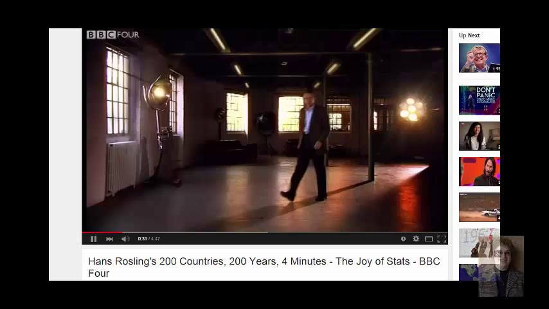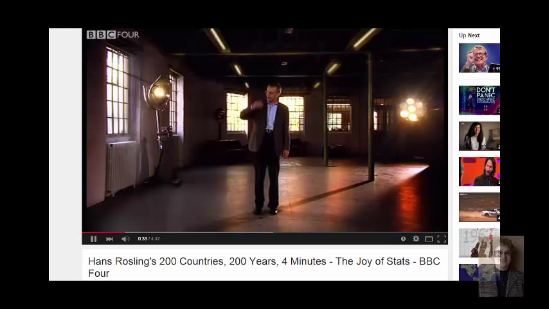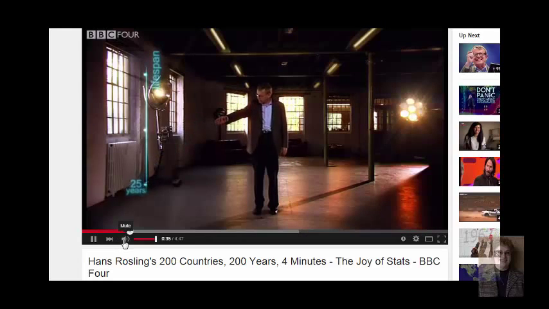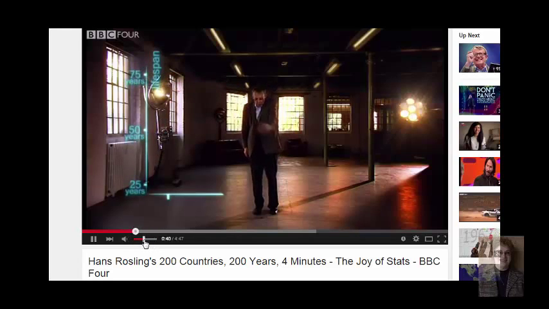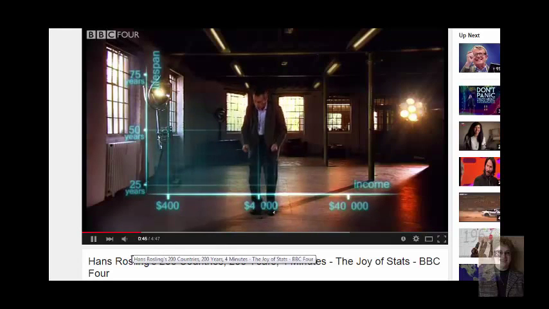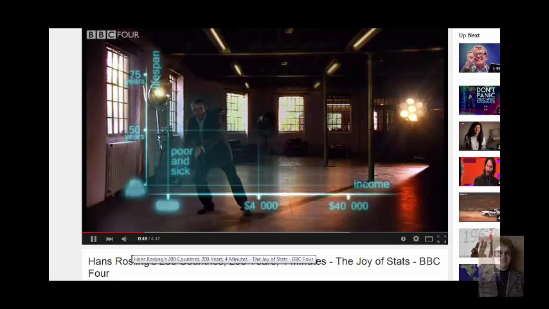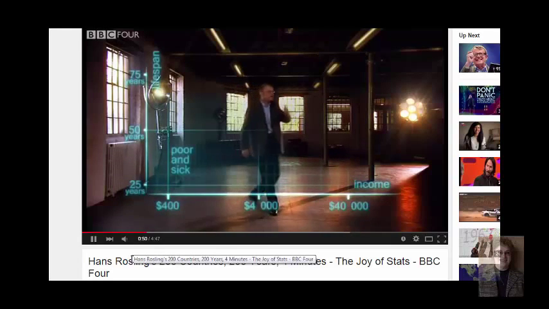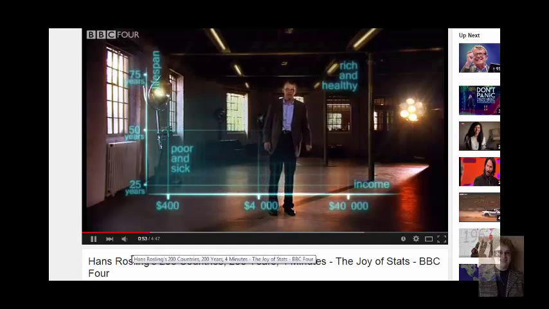So, here we go. First, an axis for health. Life expectancy, from 25 years to 75 years. And down here, an axis for wealth, income per person, $400, $4,000, and $40,000. So down here is poor and sick, and up here is rich and healthy.